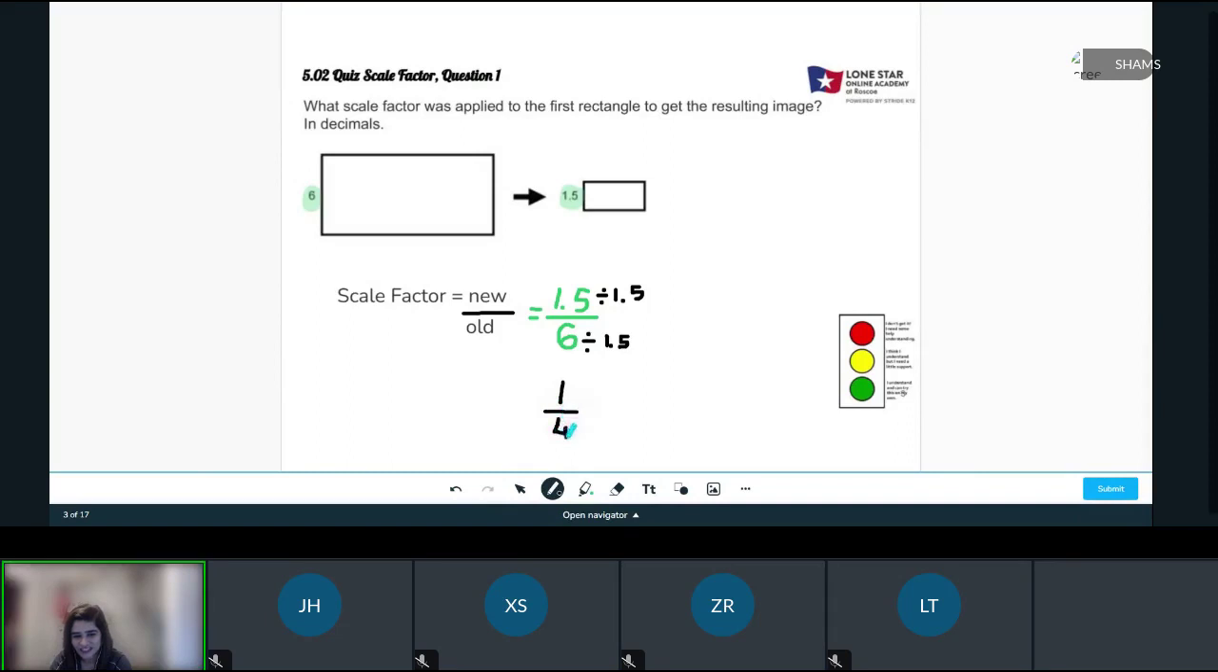And 1 over 4 as a decimal is 0.25. Remember to give answers in decimals. This is how the test will accept answers. I noticed they were all in decimals for some reason. So just give the answer in decimals. 0.25. Right? 0.25.